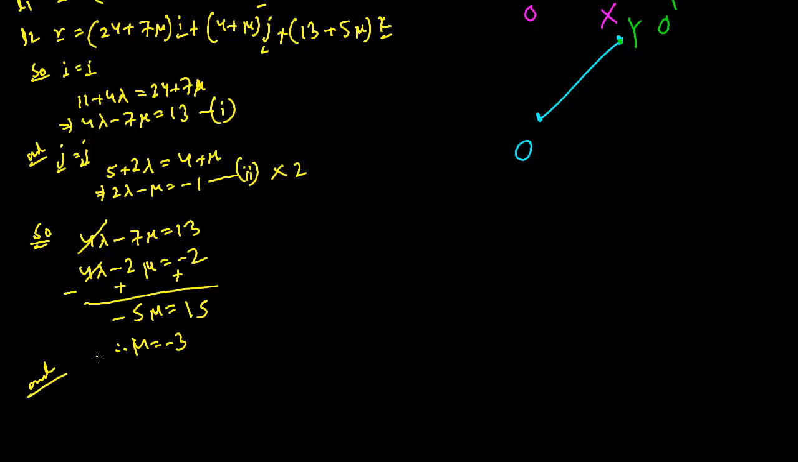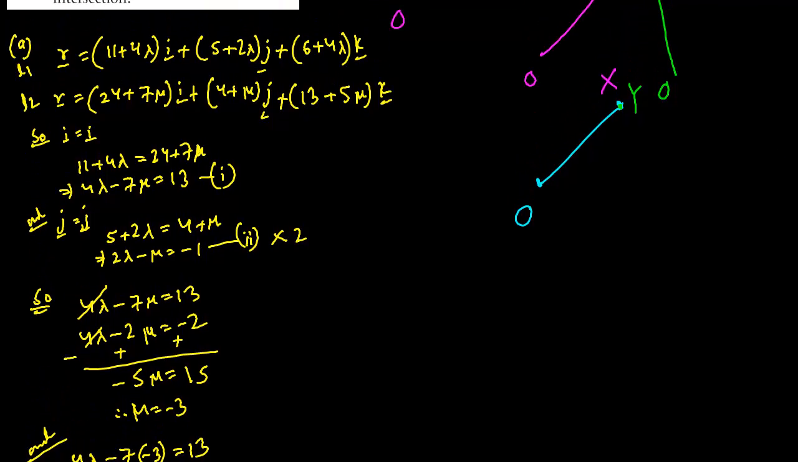Therefore, mu equals minus 3. And if we put this in any one of the equations, it turns out to be 4 lambda minus 7 into minus 3 equals 13. We are putting mu over here. So this turns out to be 4 lambda plus 21 equals 13. Therefore, 4 lambda equals 13 minus 21, which is minus 8. Therefore, lambda equals minus 2. Now we found the value of lambda and mu.